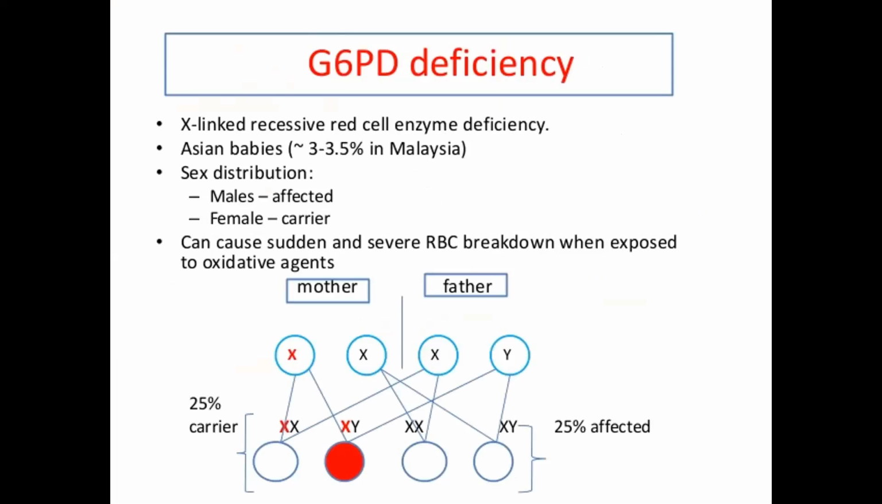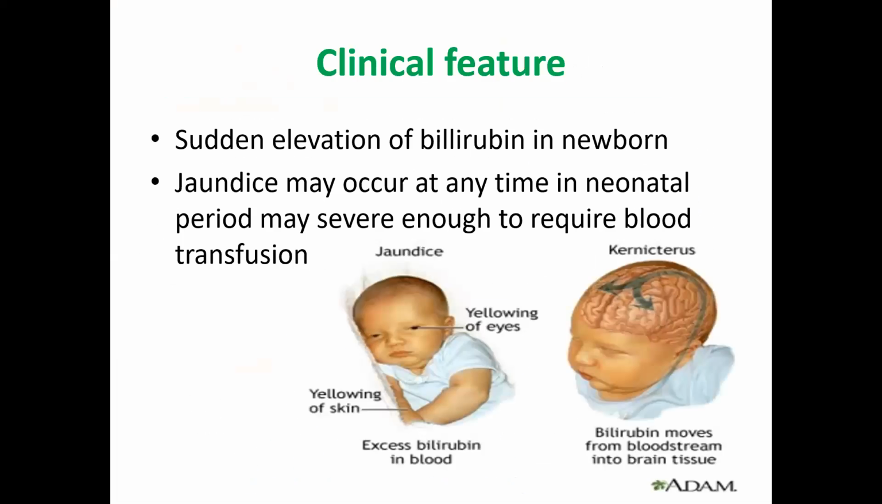Generally we see this deficiency according to sex. The male is affected and the female is the carrier; it is an X-linked recessive red cell enzyme deficiency, especially present in Asian babies. It can cause sudden and severe RBC breakdown when exposed to oxidant agents. Clinical features: sudden elevation of bilirubin in the newborn. Jaundice may occur anytime in the neonatal period, and may be severe enough to require blood transfusion.